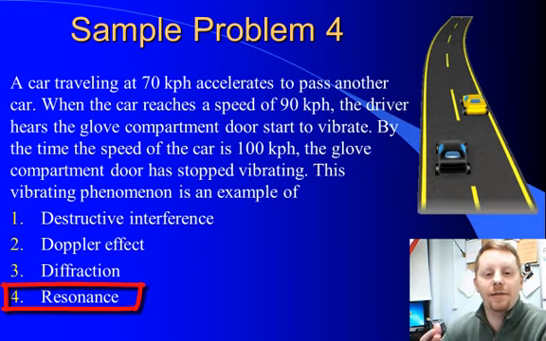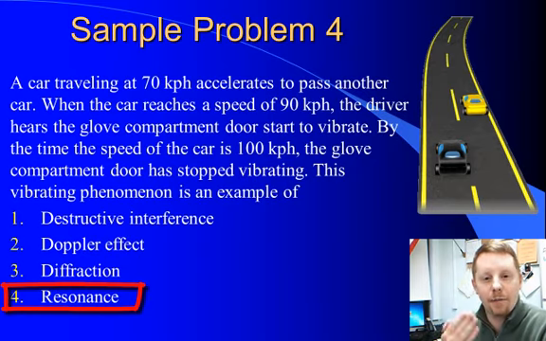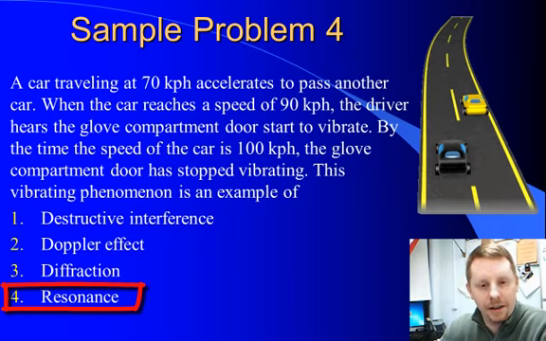As the car is moving faster, it vibrates with a specific frequency, and at some point it hits the natural frequency of that glove compartment, which causes it to vibrate. Now, as the car goes faster to 100 kilometers per hour, its vibrating frequency changes, must increase a little bit. It passes the vibrating frequency of the glove compartment, and the glove compartment no longer vibrates with that same frequency. So there's only a specific set of frequencies at which this effect works.